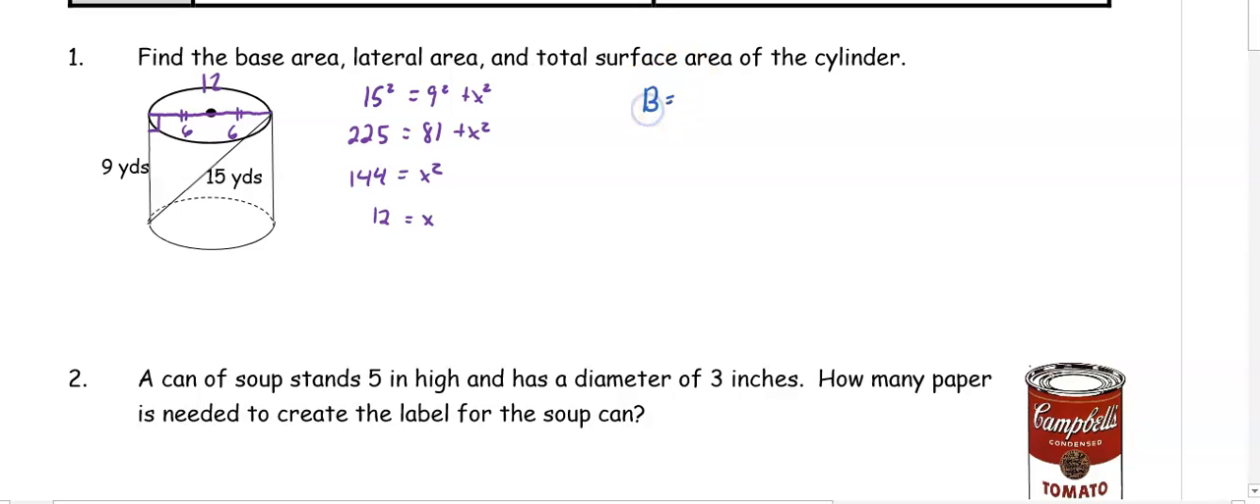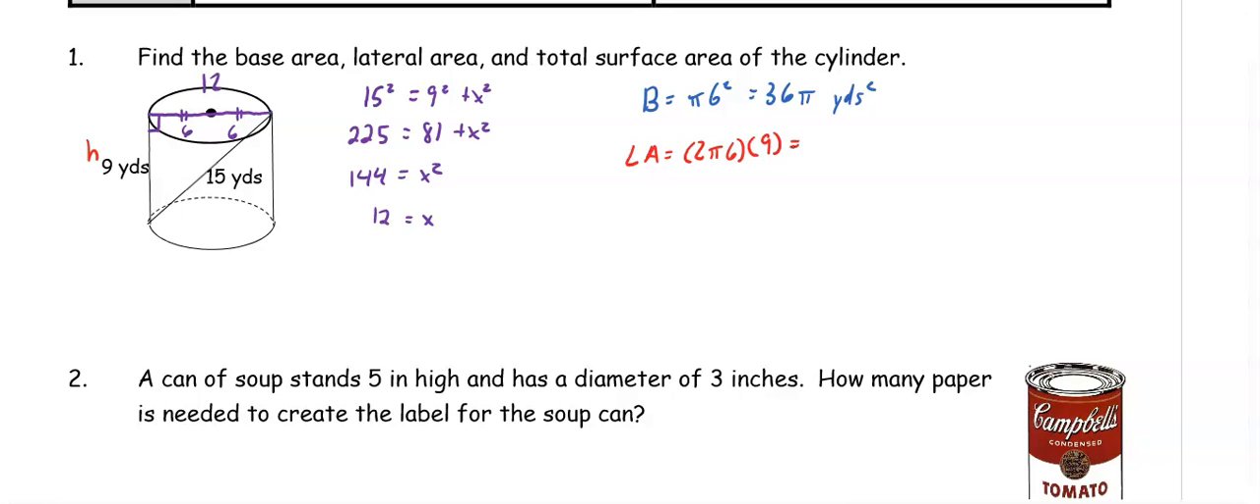So base area, our base area is a circle. So we have pi 6 squared, which would equal 36 pi yards squared. Our lateral area is the perimeter times the height. So perimeter would be 2 pi r, so 2 pi 6 times our height. Our height is the distance between the two bases, which is 9. So 2 times 6 times 9 gets us 108 pi yards squared.